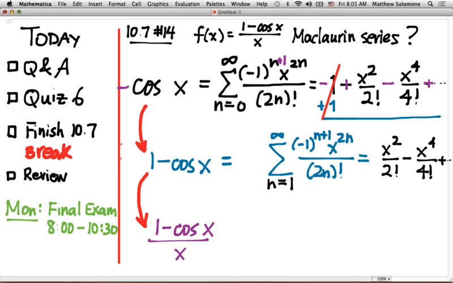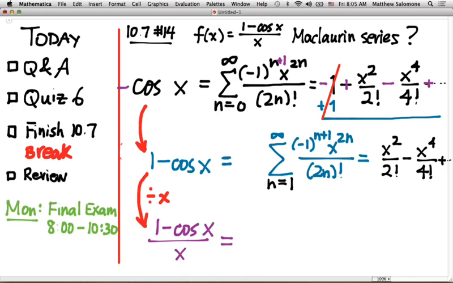So what's my last move to get me from this series to my final answer? What do I need to do to it? Yeah. I just need to divide everything by x. And in classic power series form, whatever we do to the function, we can do to the power series term by term inside of its interval of convergence.